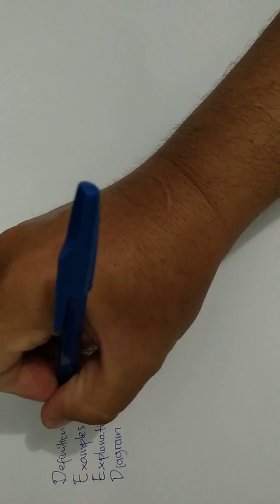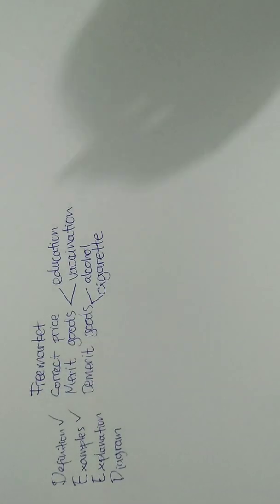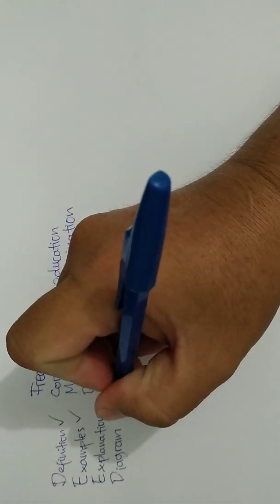Okay, so we are done with definition. We're done with examples. How will you explain? What kind of explanation is needed for this? Okay, we might want to skip explanation because you might need to explain your diagram actually. So maybe the next thing that you want to draw is your diagram.